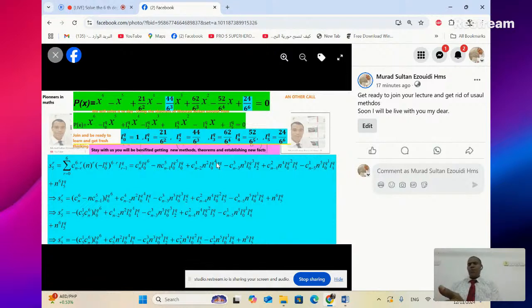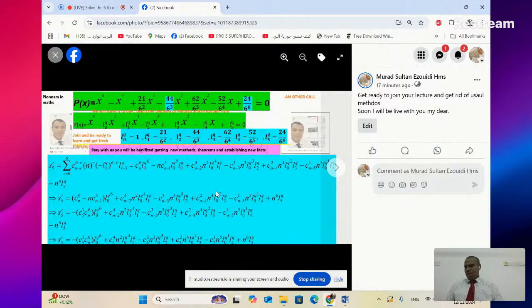So here, learners, you can see that our polynomial to the power 6 is going to be written as p of x equal x raised to the power 6 minus x raised to the power 5 plus 21 divided by 6 squared times x raised to the power 4 minus 44 divided by the cube of 6 times the cube of x plus 62 divided by 6 raised to the power 4 times x squared minus 52 divided by 6 to the power 5 times x plus 24 divided by 6 raised to the power 6 equals 1.